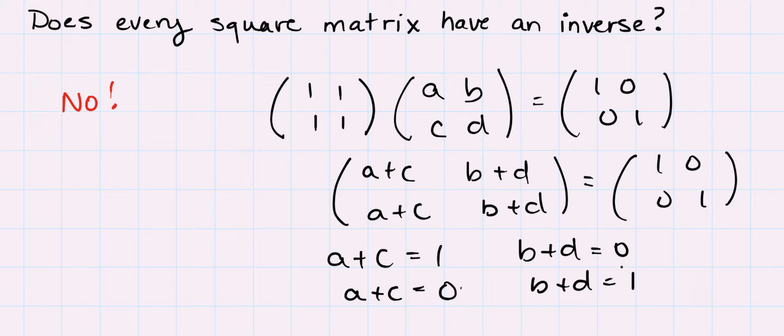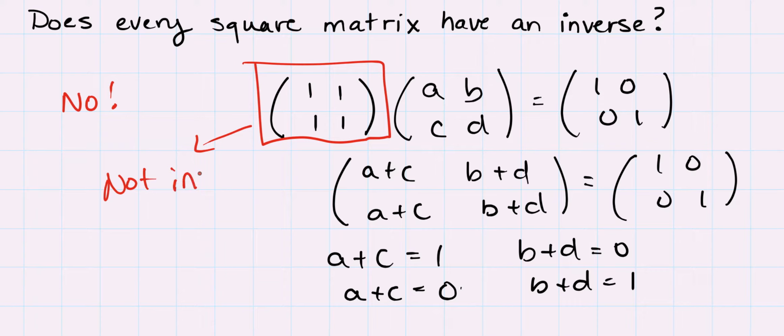If you subtract this from this one, you'll get that 0 is equal to 1, or 0 is equal to negative 1, and you'll get a false statement. So this matrix does not have an inverse. This is not invertible. When we have a matrix that's not invertible, we call it singular.